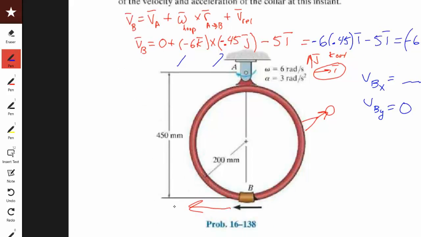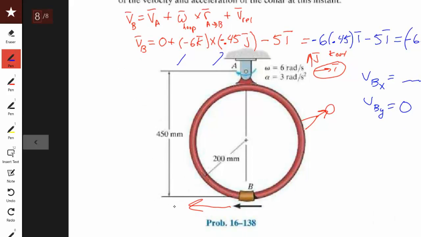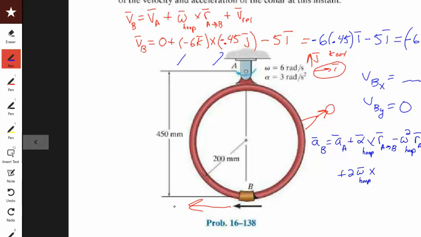Okay. Now, how do you find the acceleration? You mimic the velocities. So here we go. We're going to mimic the velocity. So I have the acceleration of B equals the acceleration of A plus alpha of the hoop cross R from A to B minus omega squared of the hoop times RAB plus 2 omega hoop cross VREL. The VREL I had up here. This was the VREL. Right there, minus 5I, plus AREL.